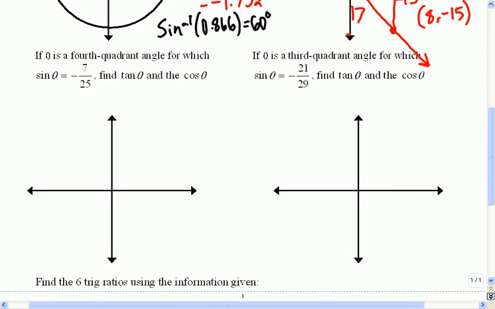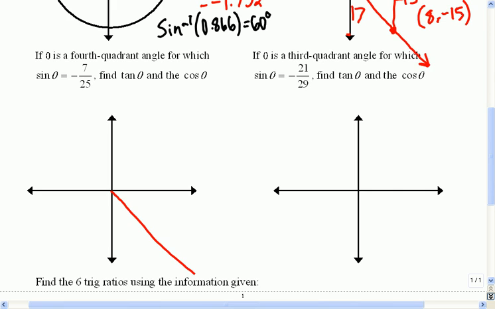So these questions are identical. The only difference is they're sort of hidden. So I'll show you how we uncover what's supposed to be in there. A lot of times we just need a good picture because there's too much information. We want the picture to help us sort it out. So let's just start with a fourth quadrant angle, okay? So here's my picture. I don't even know if this is close to what the real angle would be, but let's call that a fourth quadrant angle.